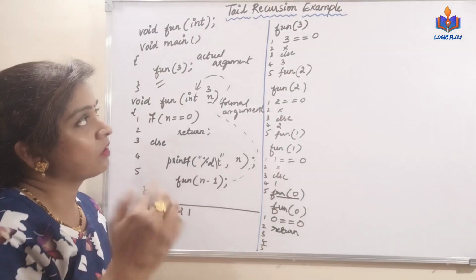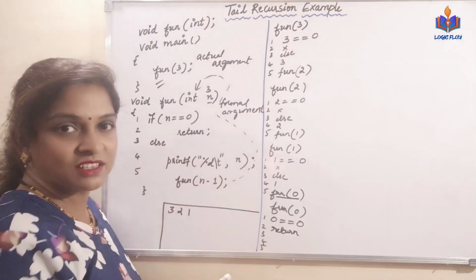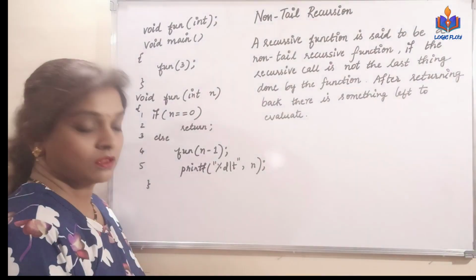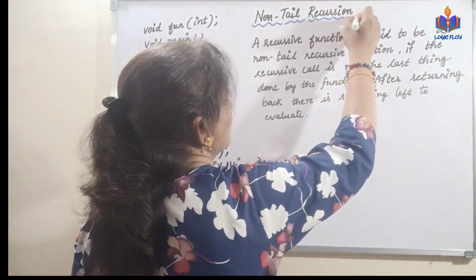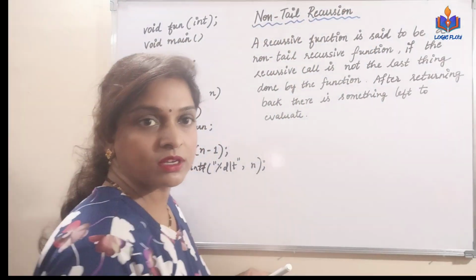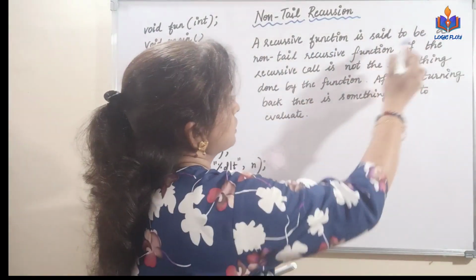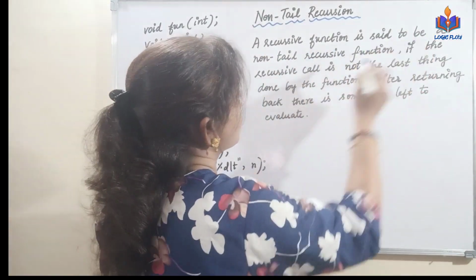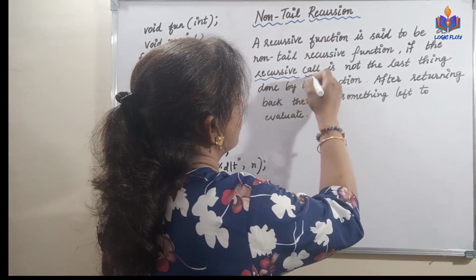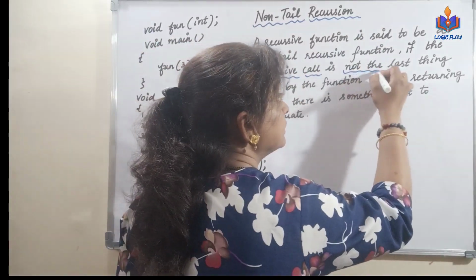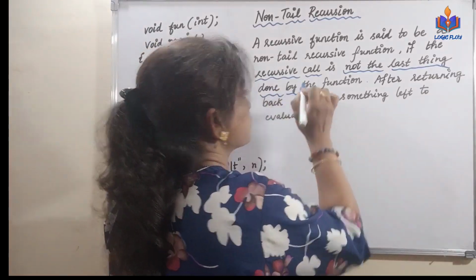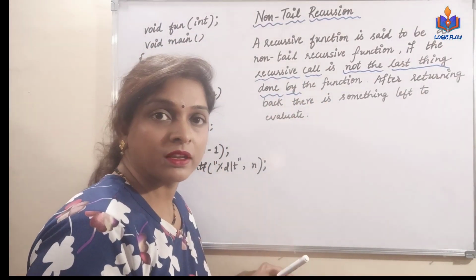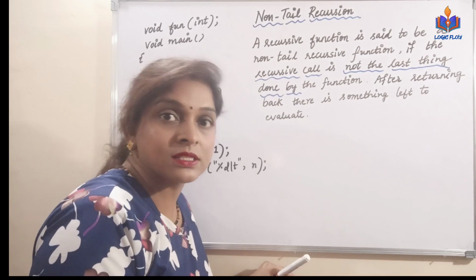So now let us see non-tail. Then you'll understand what actually tail and non-tail is. So here we have the definition of non-tail recursion. Let us see what is non-tail recursion. A recursive function is said to be a non-tail recursive function if the recursive call is not the last thing done by the function. Non-tail means that will not be the last part.